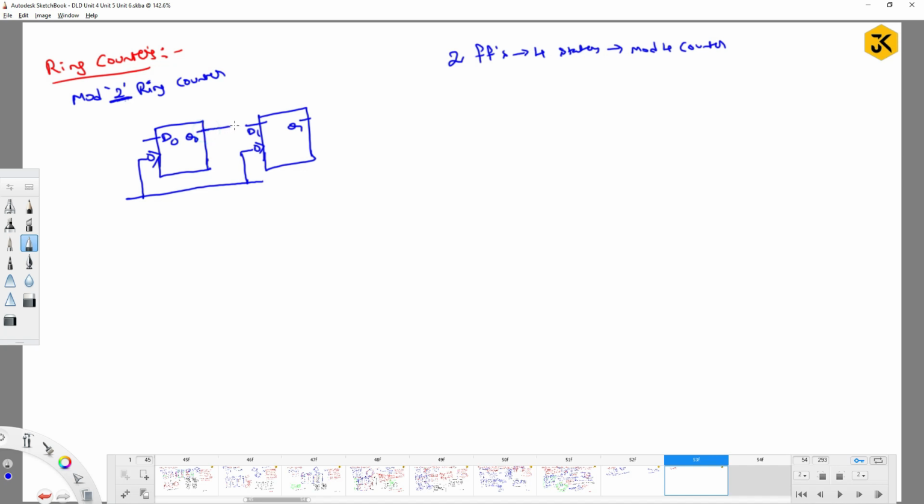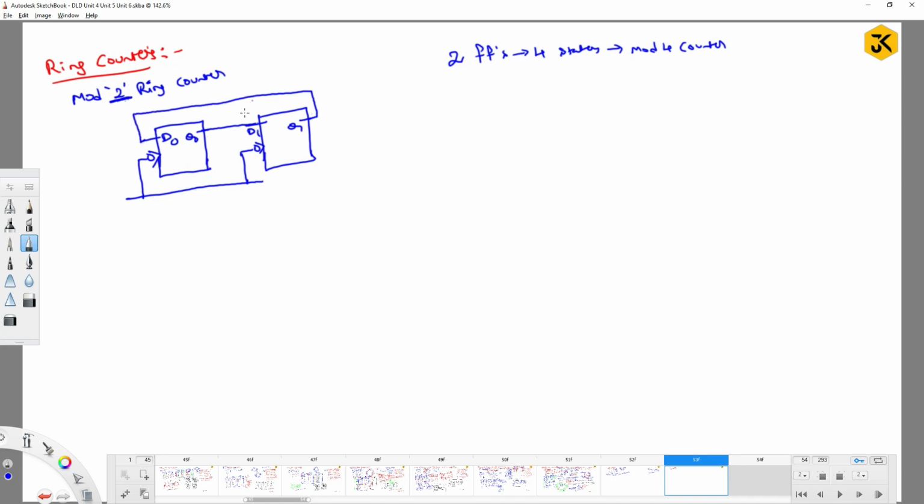if it is connected to this one, what might happen? The value of D1 depends on Q1. That's okay. Now the value of D0 has to depend on Q1.